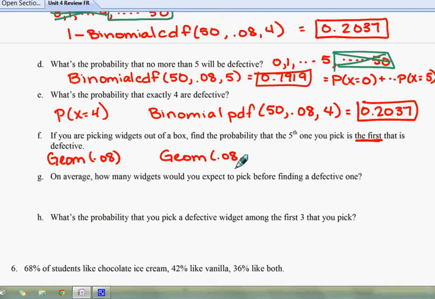of 0.08 that it happens on the 5th trial, which is the same thing as saying we have 4 failures, and probability of a failure is 0.92, and 1 success. And when you calculate that, you get 0.0573.